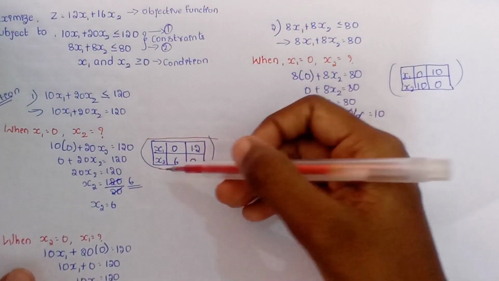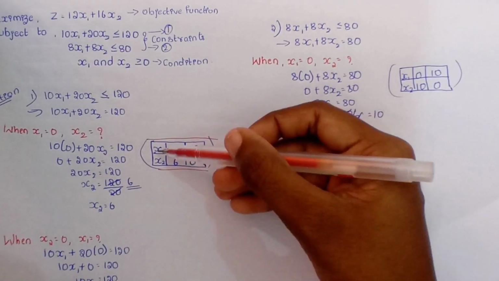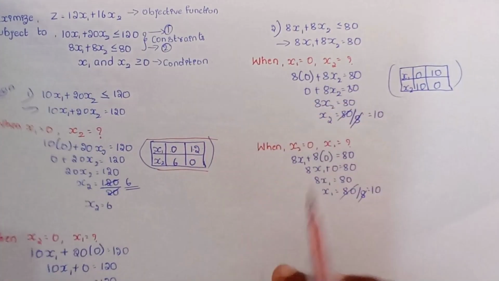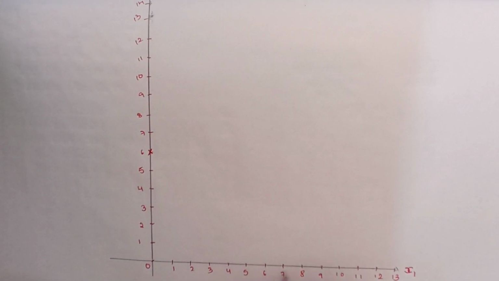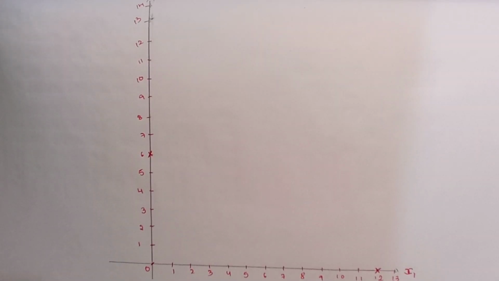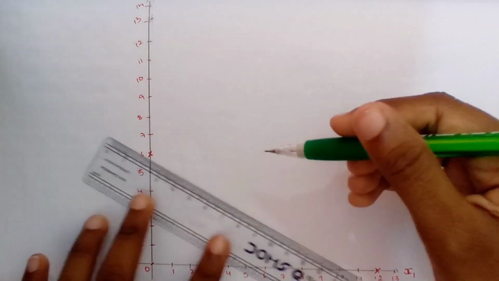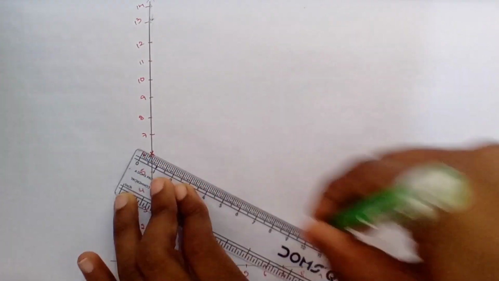Next I have to see, when x1 is 12, x2 is 0. The x1 axis is this, so when x1 is 12, the x2 value is 0. Now I have got two values from the chart, which I can join. Okay, so 6 to 12.